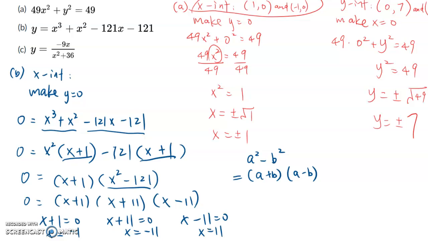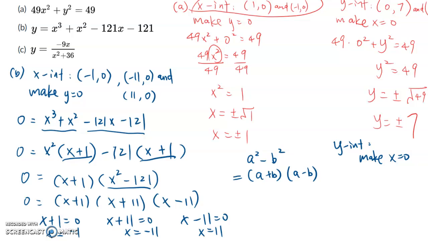So how many x-intercepts? 3. What are they? Negative 1, 0; negative 11, 0; and 11, 0. Three of them. Okay, that's the x-intercept. A y-intercept, to find the y-intercept, I'm going to write it here because this is going to be short. To find the y-intercept, you want to make x equal to 0.